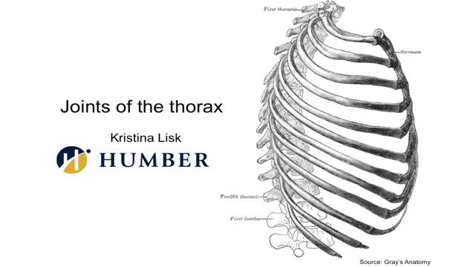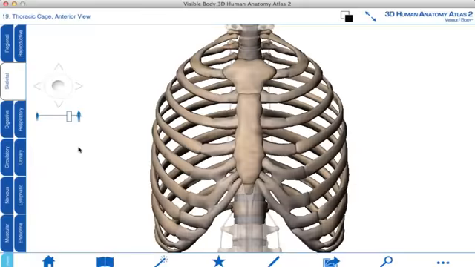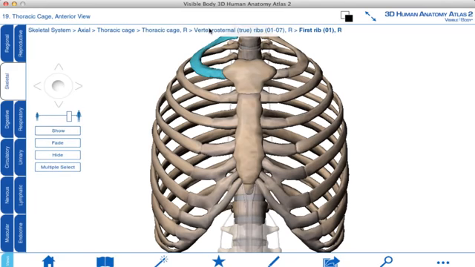In this video clip, I will be discussing the joints of the thoracic wall. Before we begin, be sure you have a good understanding of the thoracic vertebrae and also the sternum. The majority of the thoracic cage is made up by our ribs, and we have 12 ribs on either side of our sternum. So I've highlighted 12 ribs here on the right.